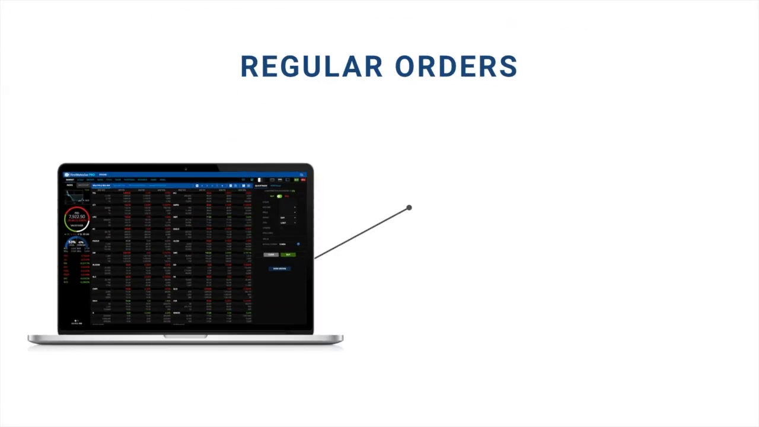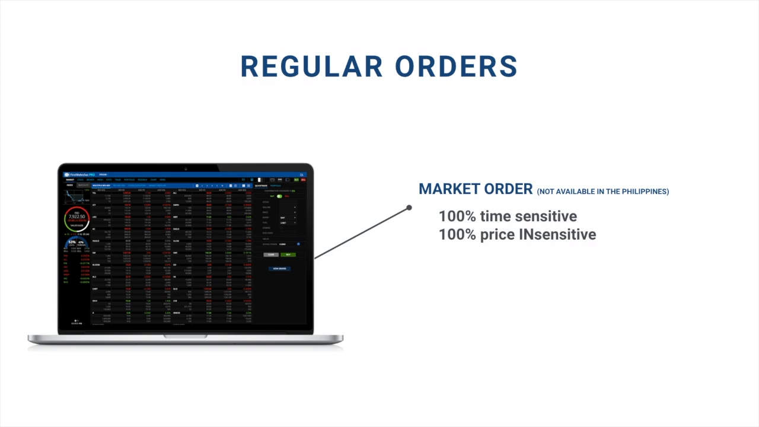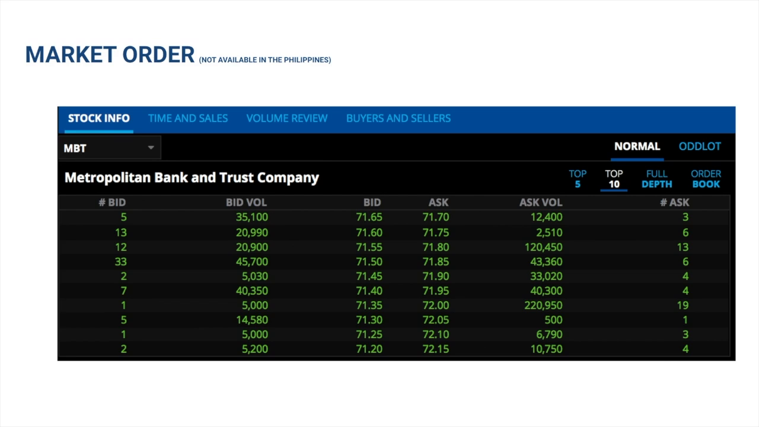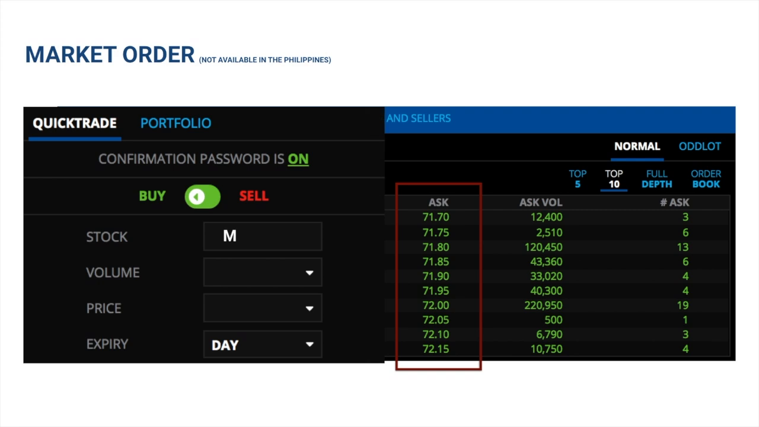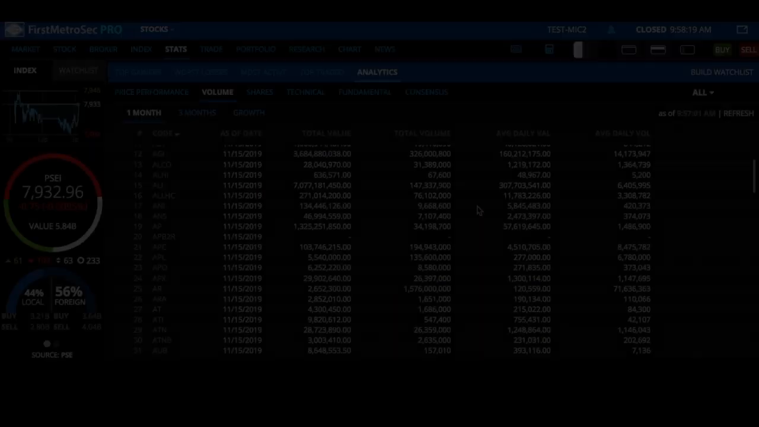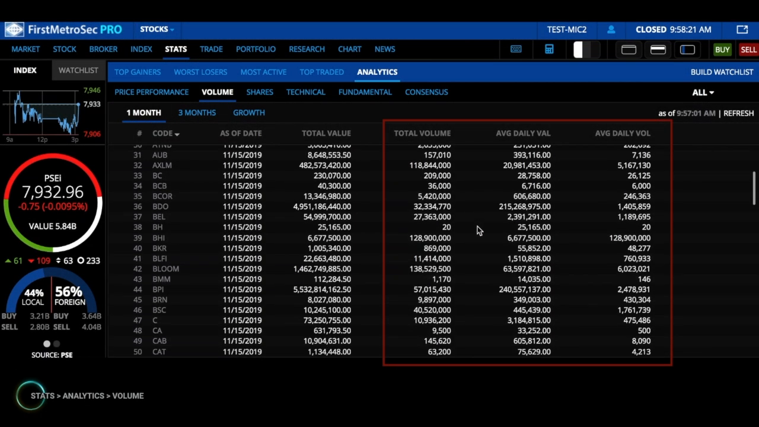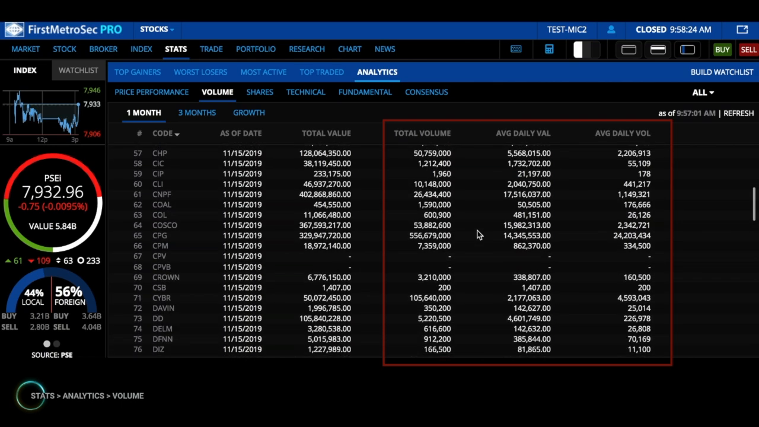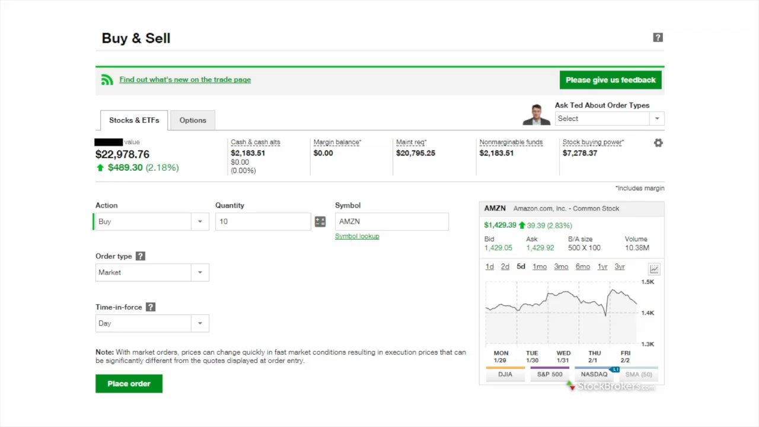Very quickly, the market order is not currently available in our market. Basically, I would use this order only if I am 100% time sensitive and 100% price insensitive. I want to buy X shares of the stock regardless of the selling price. I don't care if my buy price is the same or 50% higher. I just want the stock now. This order type would be quite dangerous to use, especially on illiquid stocks, unless you really don't care about price. Market orders are available in the US, for example.